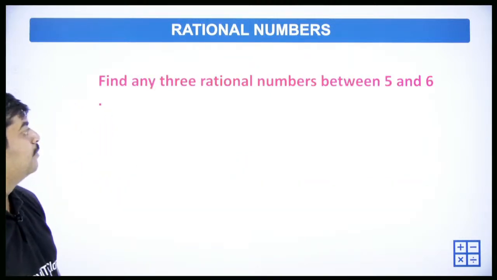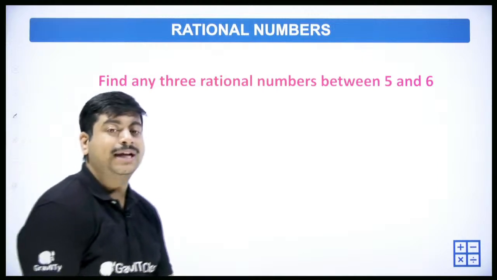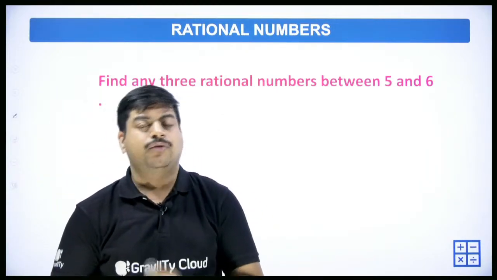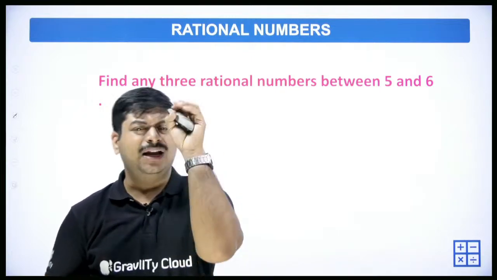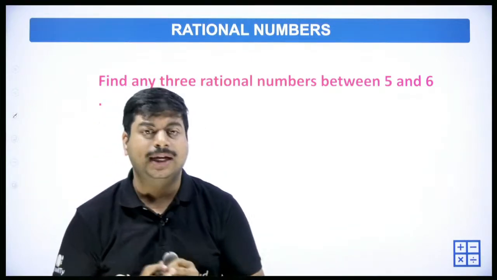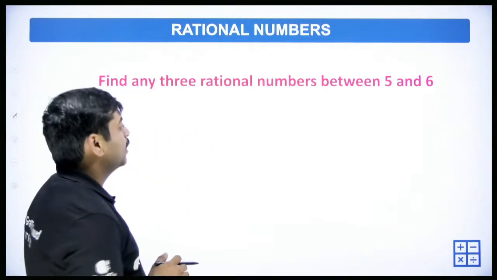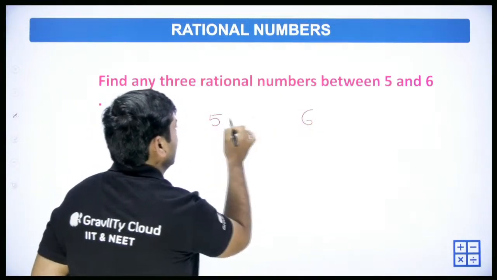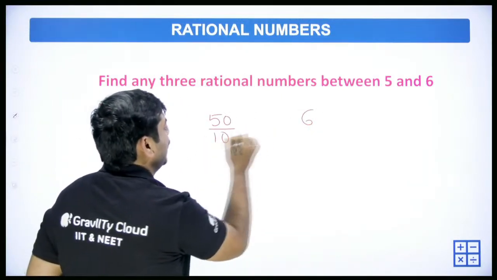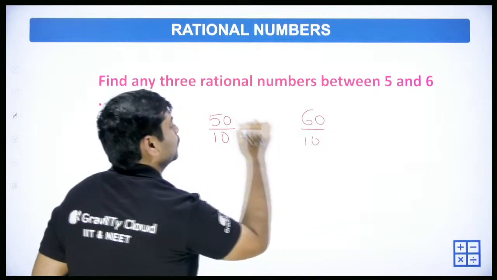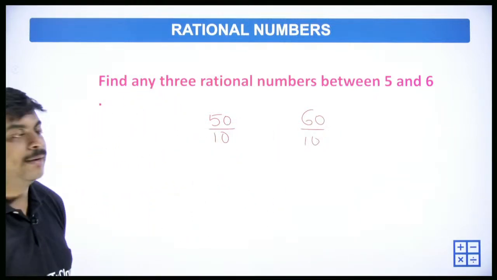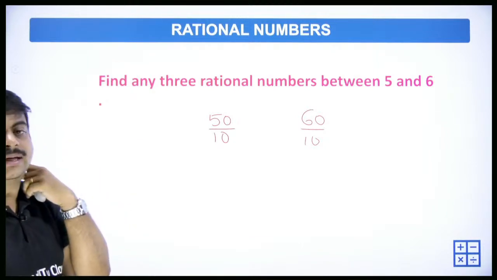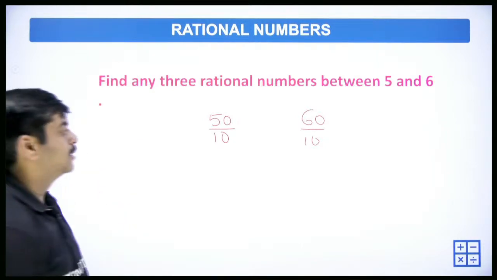Find any 3 rational numbers between 5 and 6. How to get rational numbers between 5 and 6? I know there are many numbers between 5 and 6, but it's difficult to write them all, so I'll make it simple. Let us write 5 and 6 as 50 by 10 and 60 by 10. Both are the same, correct? Now between 50 by 10 and 60 by 10, I can write many numbers. How can I write that?